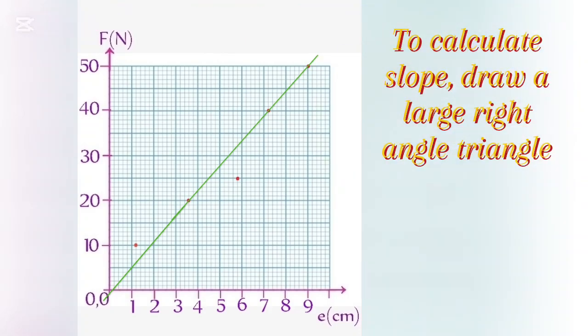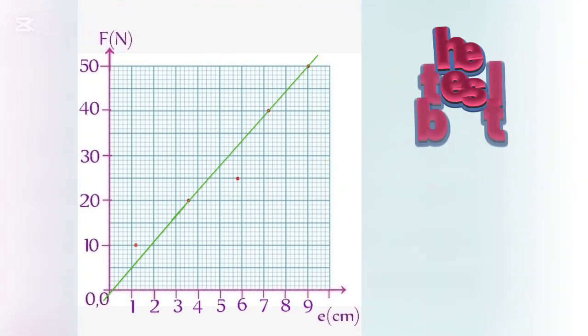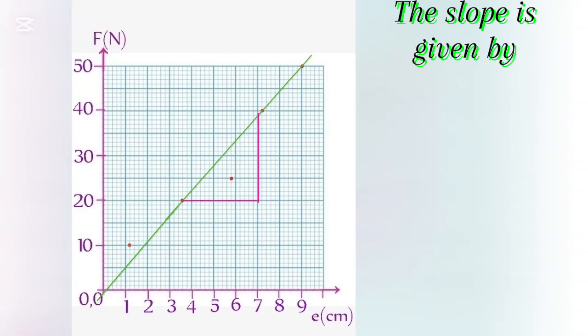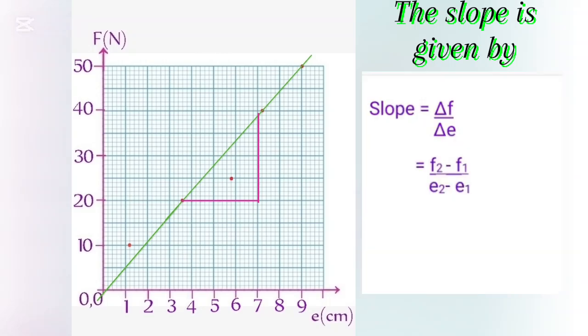To calculate slope, draw a large right angle triangle on the line of best fit, like this. The slope is given by slope is equal to change in F divided by change in E. That is, slope is equal to F2 minus F1 over E2 minus E1.